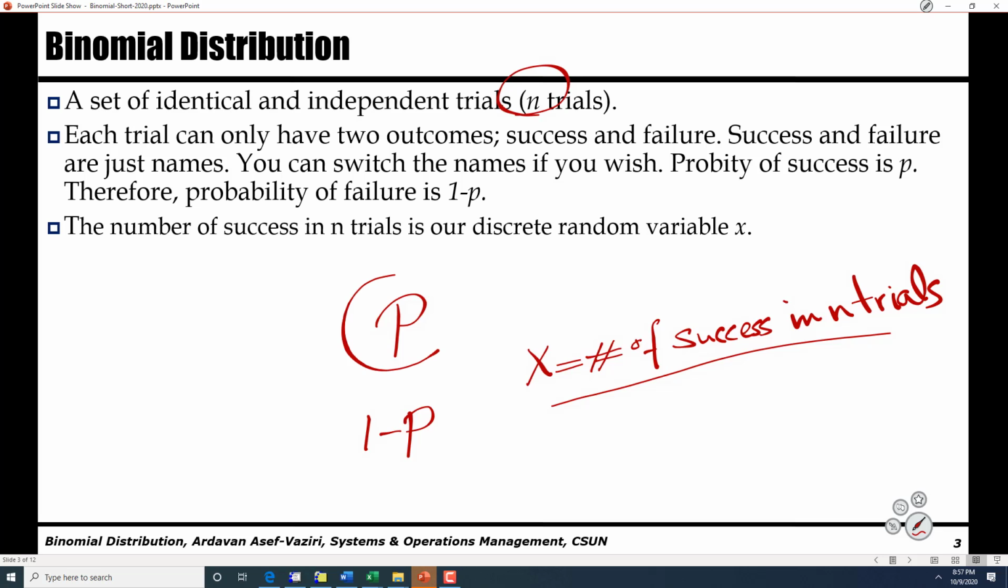Look, success does not carry a value with it. We may call failure a success. For example, we may say the probability of getting D and F in a course is 20% and call it p. That name of success or failure does not carry a value with it.